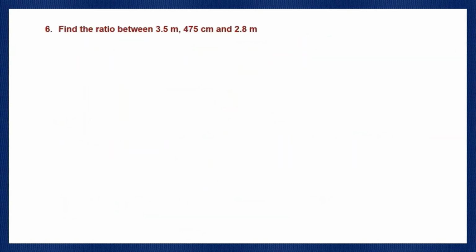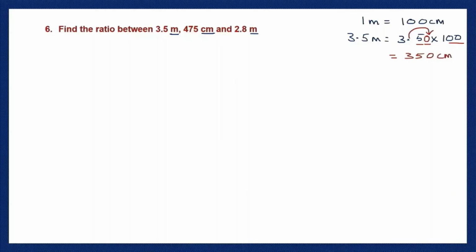Next question. Find the ratio between 3.5 meters, 475 centimeters and 2.8 meters. As you can see, we have different units. Let's convert them all to the same unit. 1 meter equals 100 centimeters. So 3.5 meters equals 3.5 into 100. When we multiply a decimal number by 100, the point will move 2 places to the right, so I need to put a 0 here. So this answer is 350 centimeters.